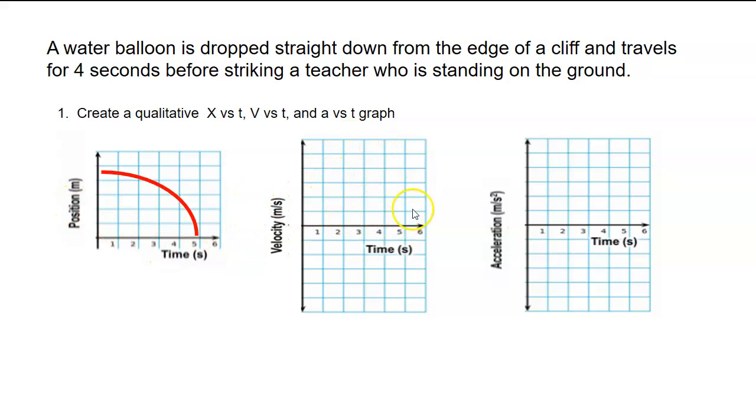If the line was up here, the object would be traveling up. The line is down here, so the object's traveling backwards. And as time goes by, we can see the velocity is getting greater and greater. So this is going down, speeding up. To get your acceleration graph, look at the slope of the velocity graph. This is a negative slope, so we have negative acceleration.